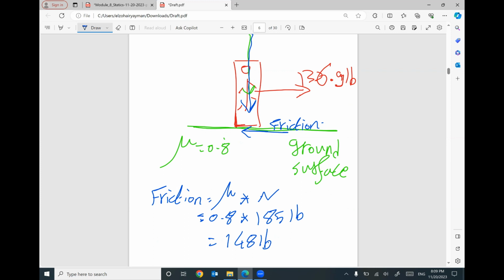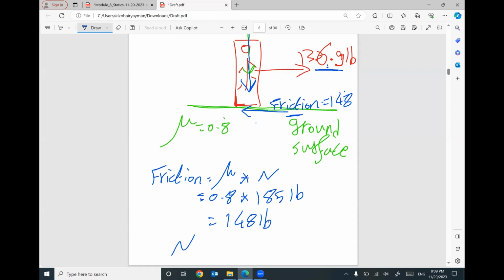So the woman is applying a force 136.9 to hold the person, and we have friction between the woman and the ground surface equal 148. Since the friction is greater than the applied force, no sliding will happen.